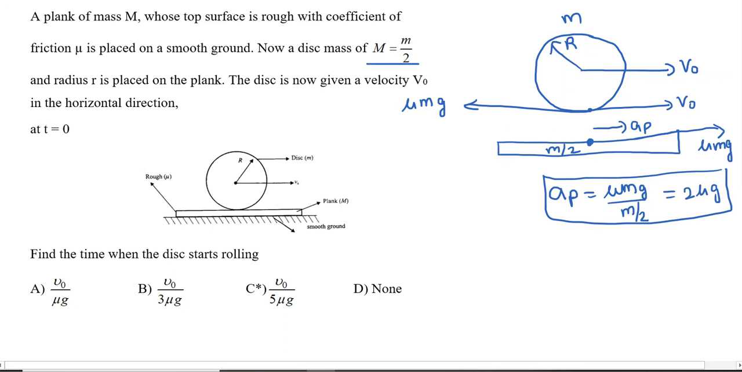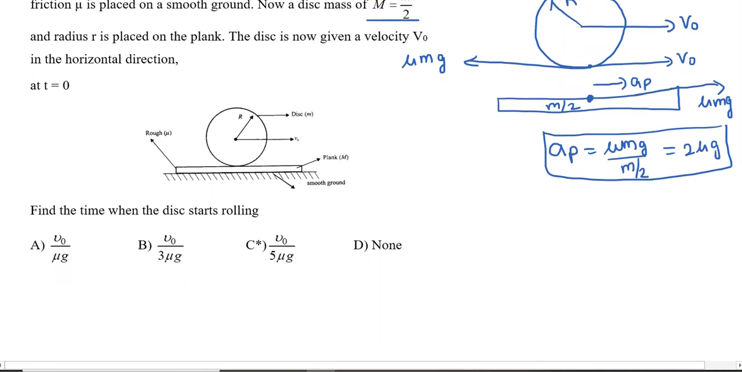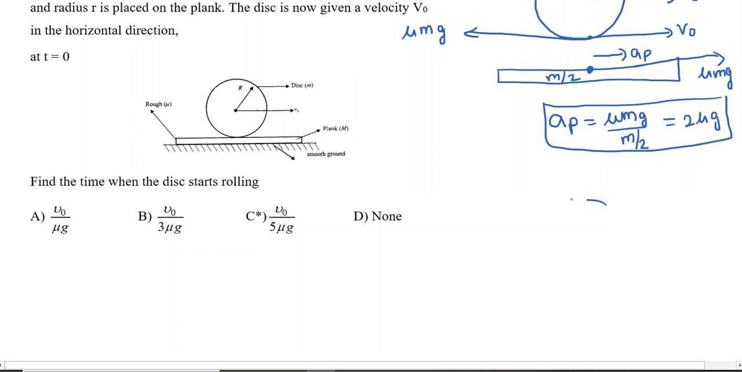Now let's try to analyze the disk. Now I'm taking the disk separately. I'm only writing the friction force. Let's try to apply torque about the center of mass. You cannot apply torque about this downmost point because that is not your instantaneous axis of rotation and it has a tangential acceleration. It is not an inertial point. So we cannot apply torque about the downmost point. If you want to, we need to take pseudo force, pseudo torque and all those things. Instead of that, better to apply about the center of mass.